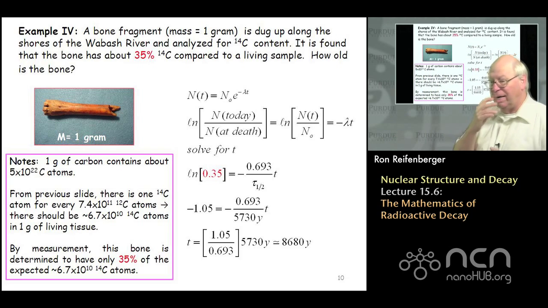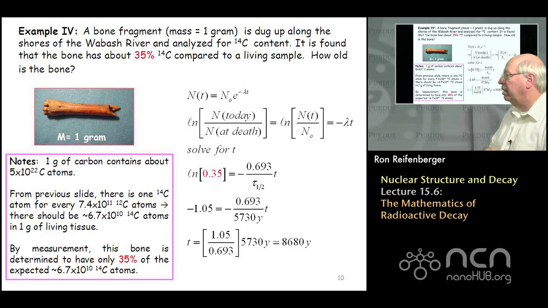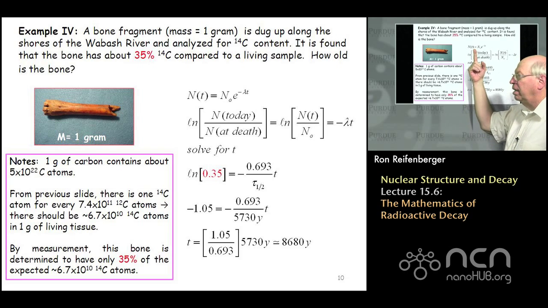So the answer is, yeah, you can do it. It's a simple calculation. I use the exponential form of the decay law. What I'm trying to find out is I want to solve this equation for time t, knowing the fact that the number of carbon-14s today compared to the number of carbon-14s at the death of the bone is equal to 0.35, or 35%. So you can see it's very simple.